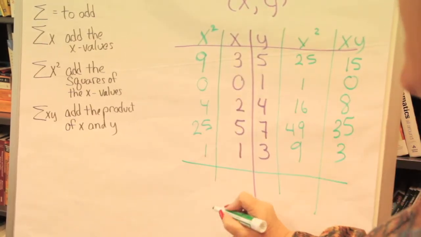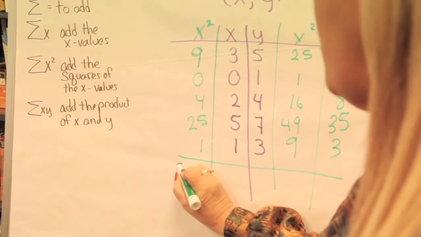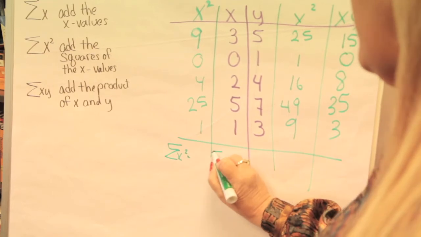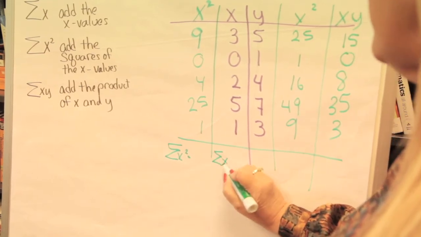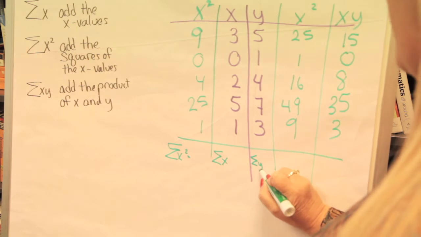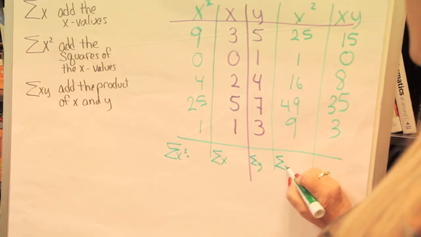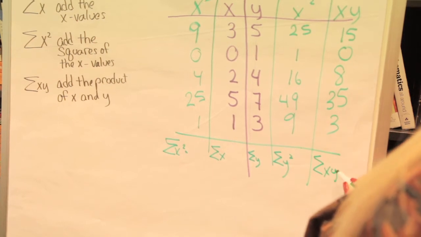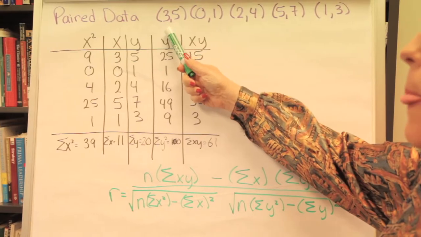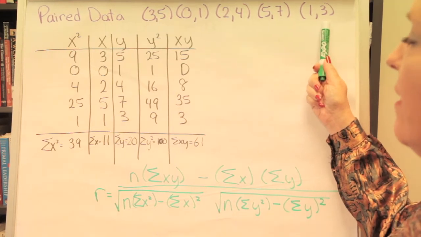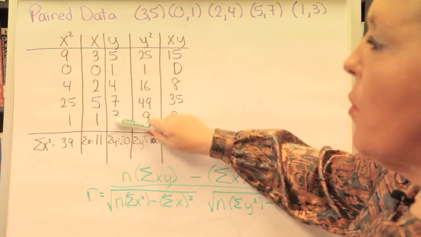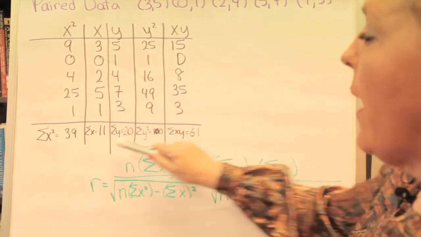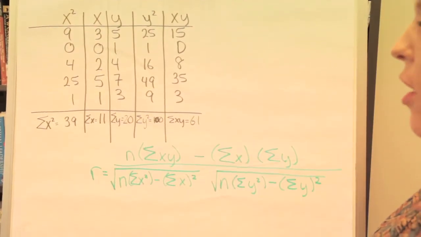And we want to add each of these columns. So we find the sum of the x squared values, the sum of the x values, the sum of the y values, the sum of the y squared values, and the sum of the xy values. Here's our original paired data, and here's our chart, x, y, and from the other chart we had x squared, y squared, xy, and we added each of these columns.